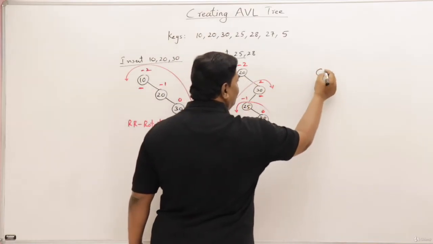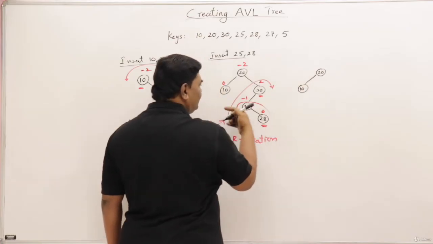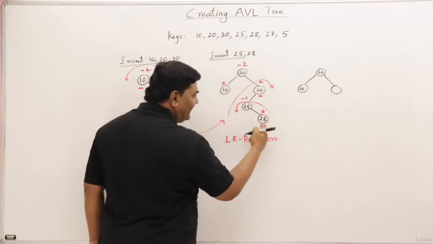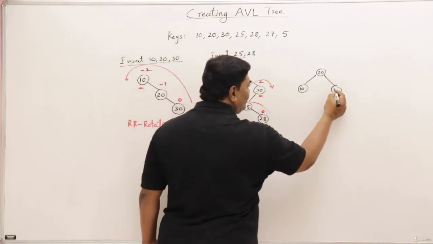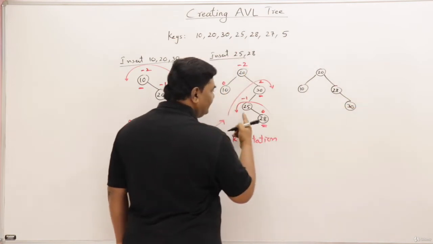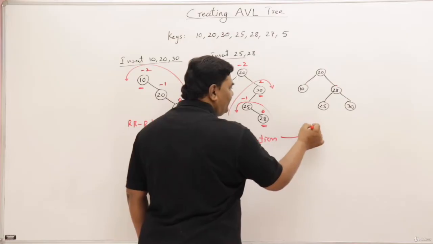This 20 and 10 will remain as they are. They are not touched, they are not modified. Then what about this? As this is LR rotation, 28 will take the place of root, 30 will come on the right hand side and 25 will remain as a left child. So this is the tree after performing that rotation.